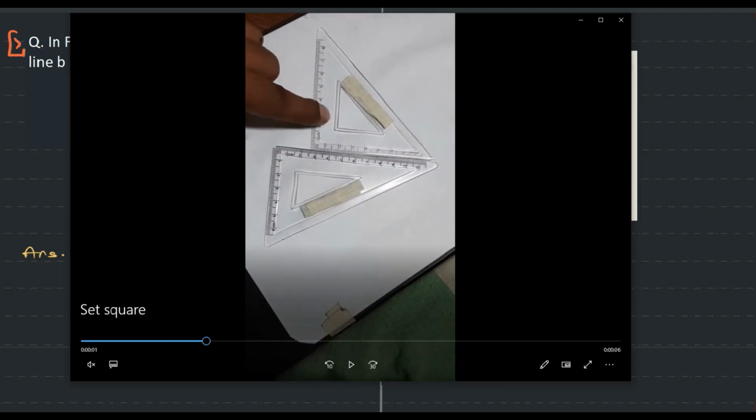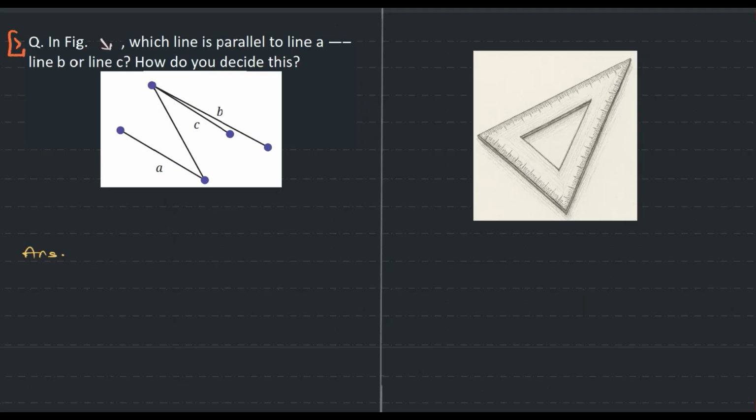Why do we use it? That I will make you guys understand. But this is a funda. So how do you decide if line B or C is parallel to A? We need to make use of a set square. That's one of the possibilities.